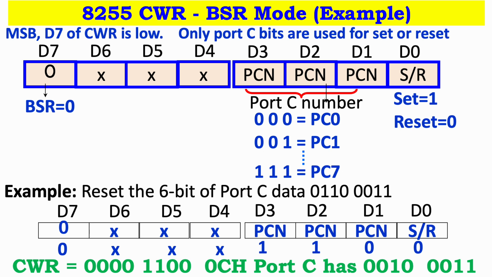So what is the control word to reset bit number 6? That is 0001100, that is 0C hex. So in port C, the 6th bit, as you observe here, is changed from 1 to 0. Nothing but it is reset from 1 to 0. So the port C is 0010001. In the given example, it was previously 1.